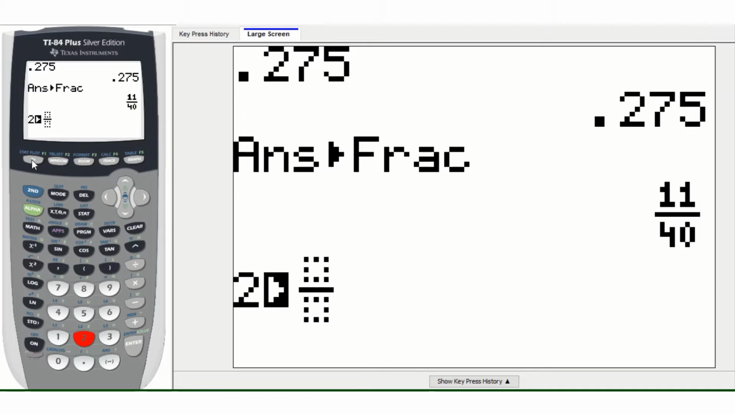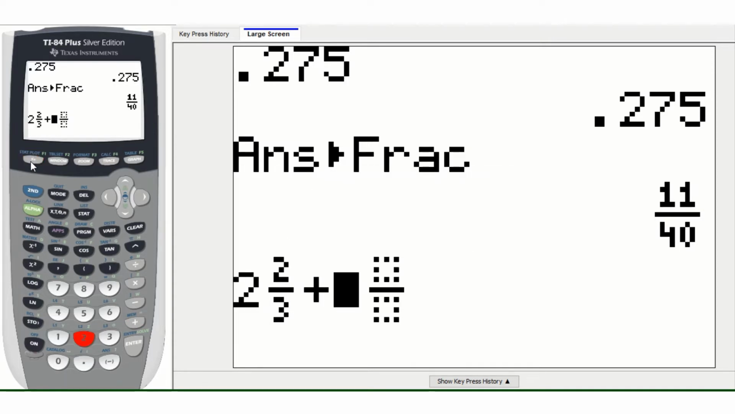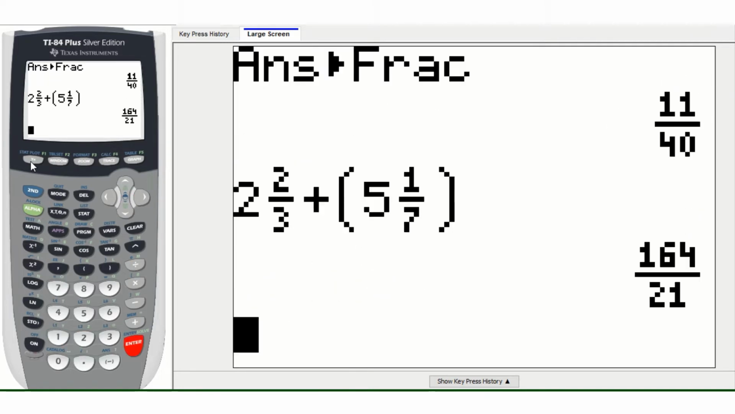So we got 2/3. And then I can add that to, same thing, maybe hit pause, see if you can find that button. So alpha, y equals, we're picking the second thing so that it's mixed. So 5 and 1/7. Calculator will do everything for you. You don't have to find a common denominator or turn it into an improper fraction.